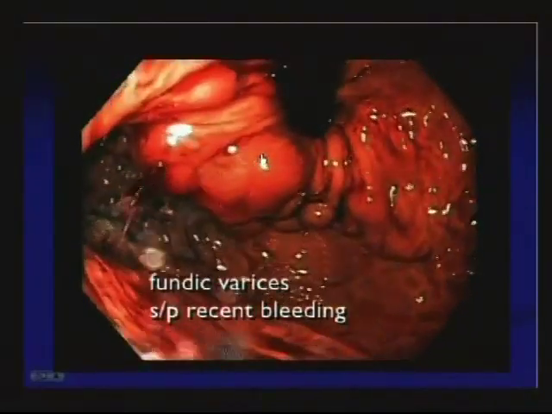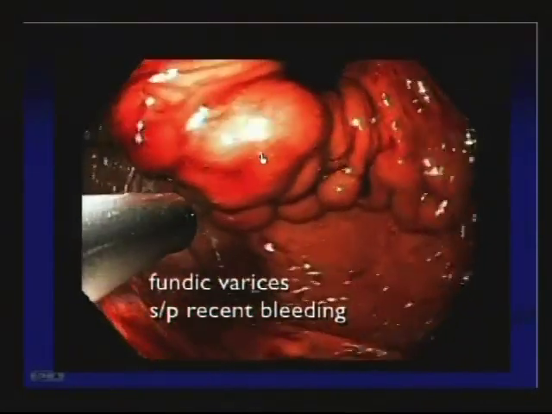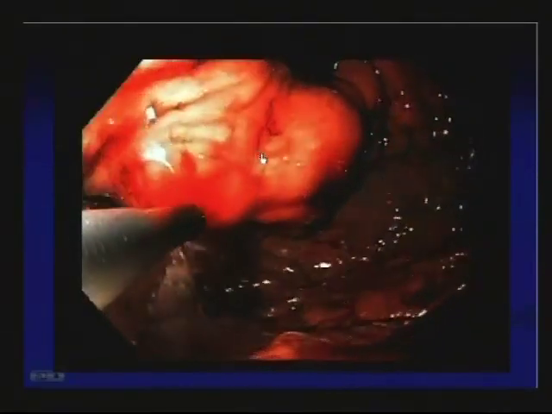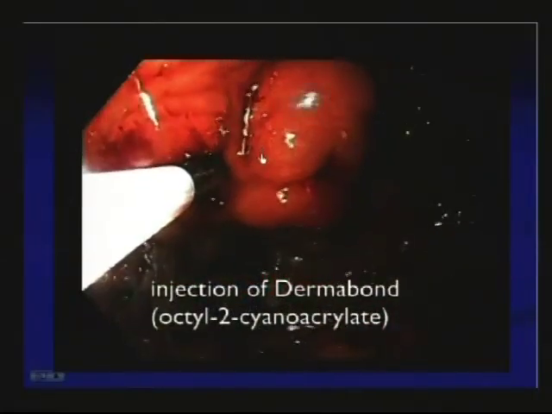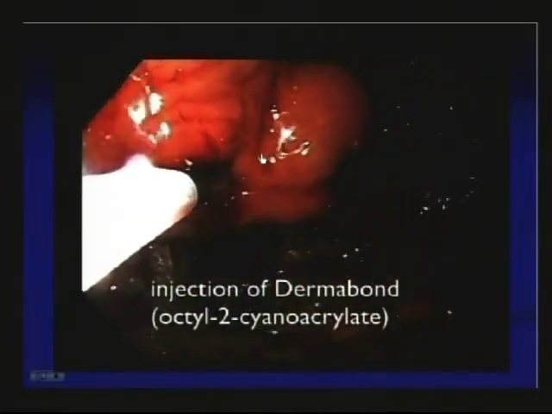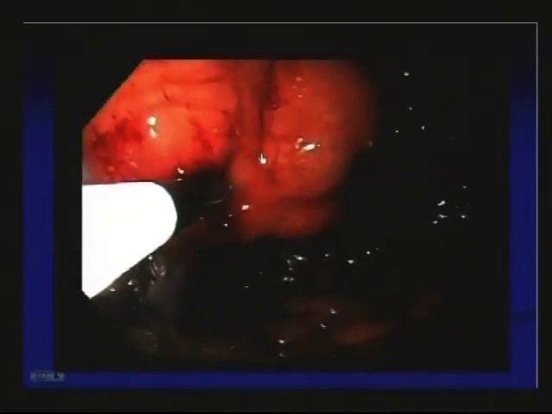And these are fundic varices. A patient with cirrhosis came in with GI bleed. The local endoscopist saw gastric varices, and the patient was transferred to our facility. There are two agents available in the US, Dermabond or Histoacryl blue. They're sterile super glue, so if you've used them, you probably had some on your hand, and it forms a clot at the area.